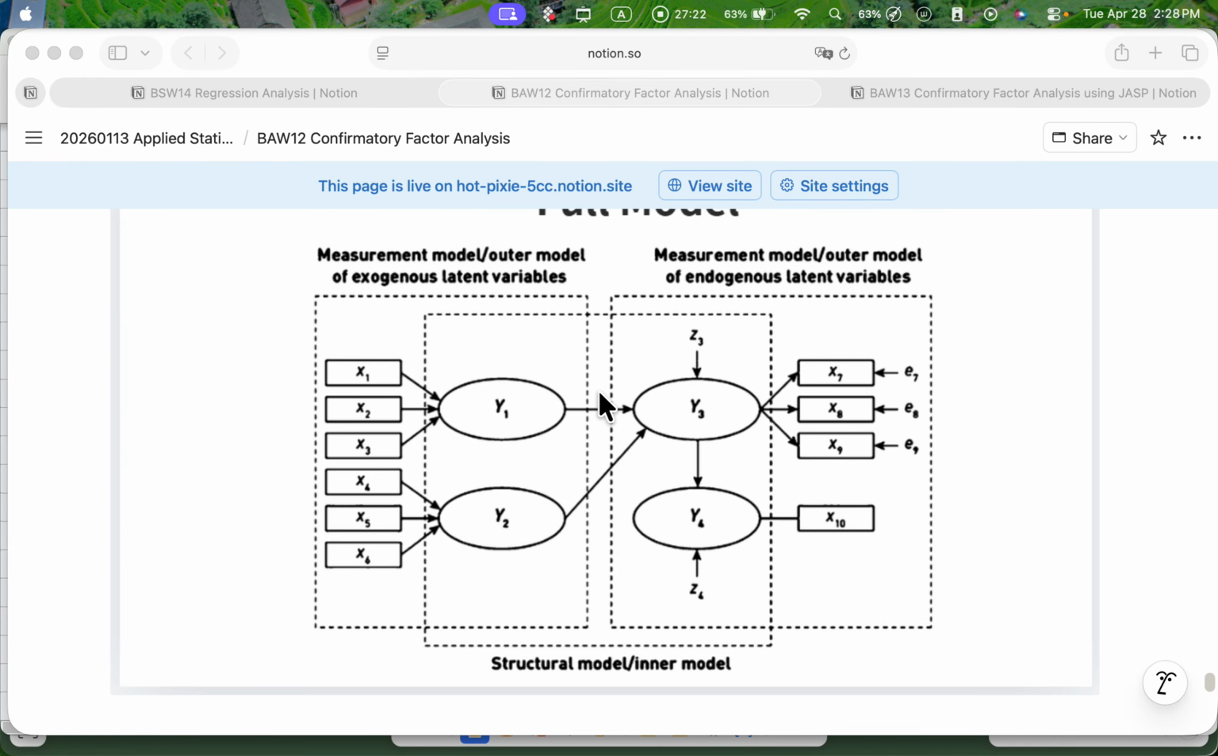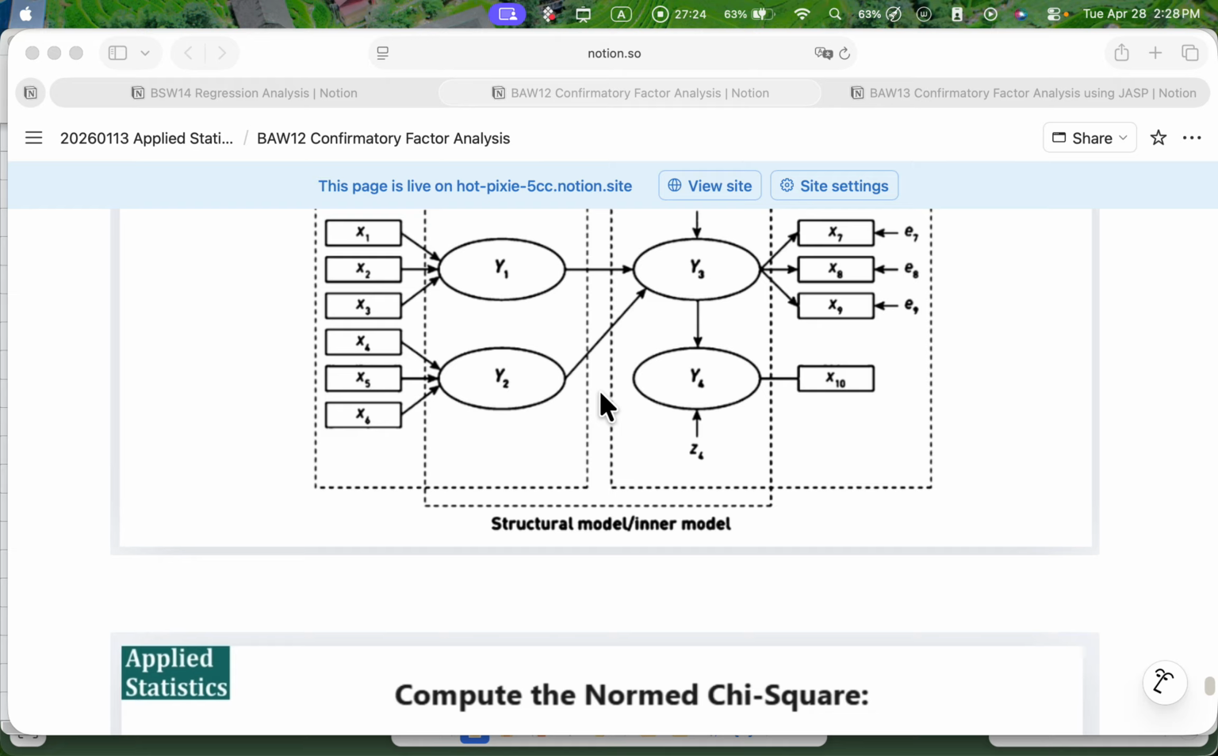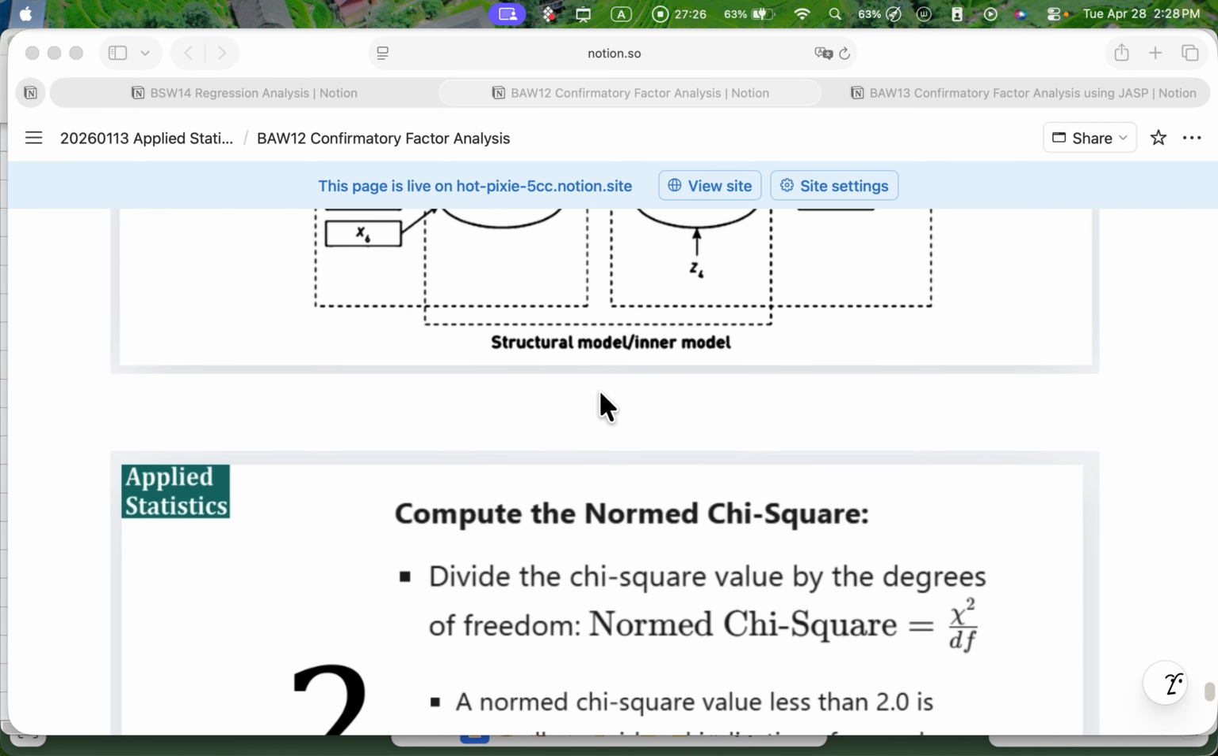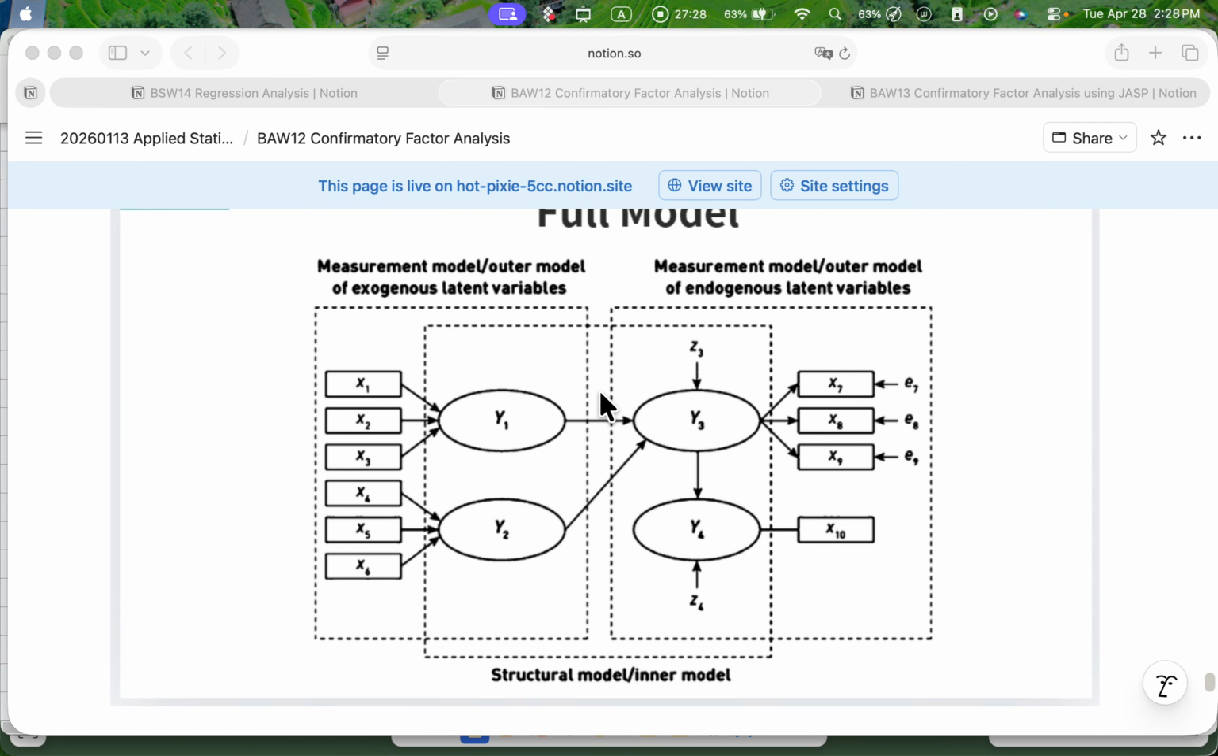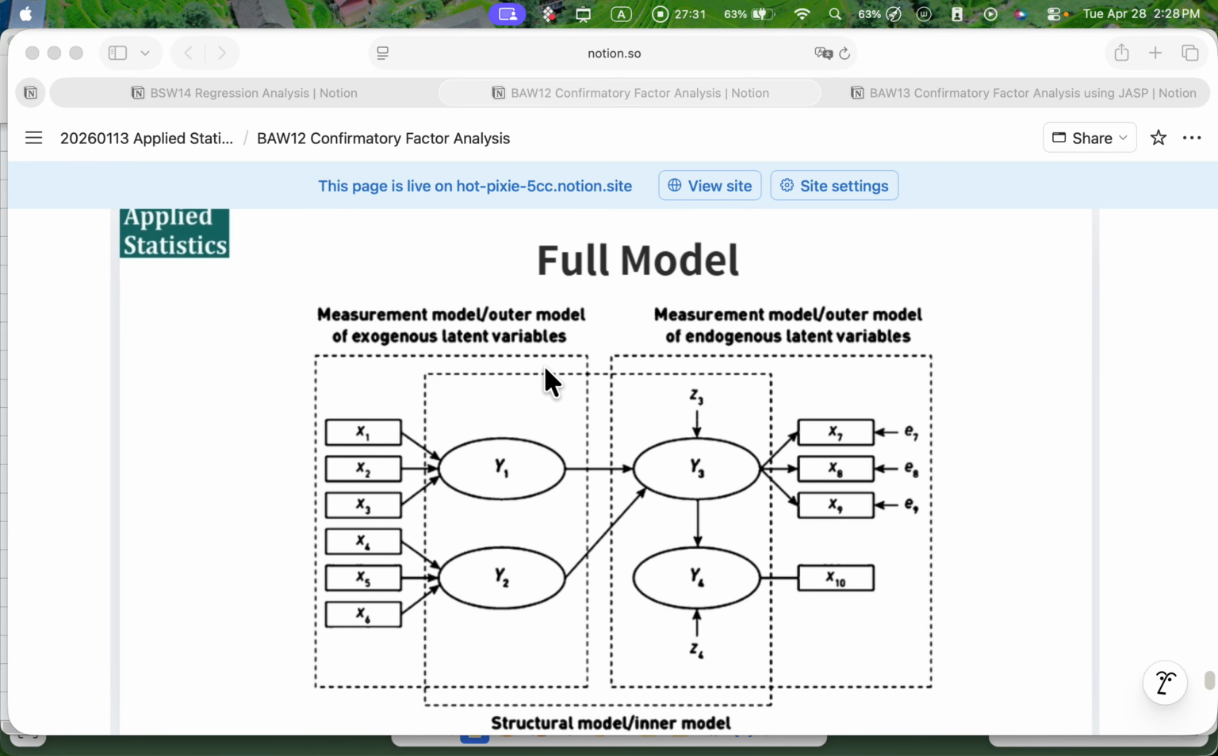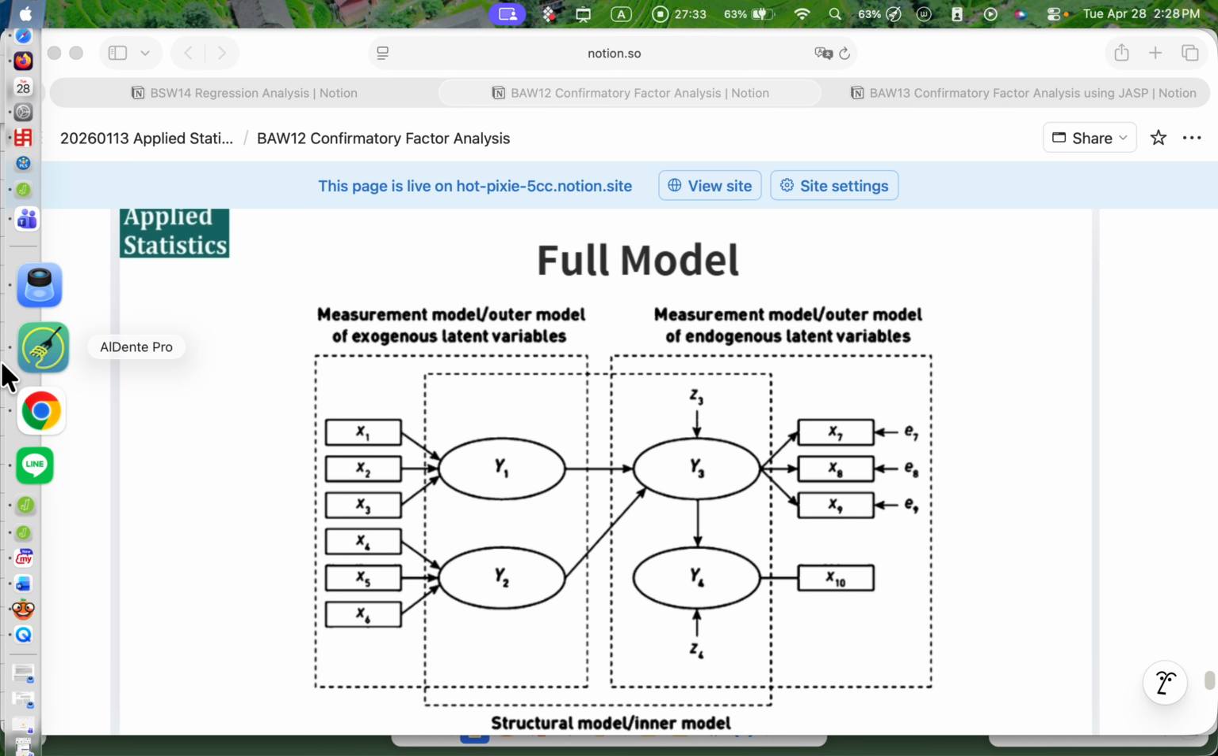Okay. How about we just move to JASP so that we can understand how to do the measurement model first.